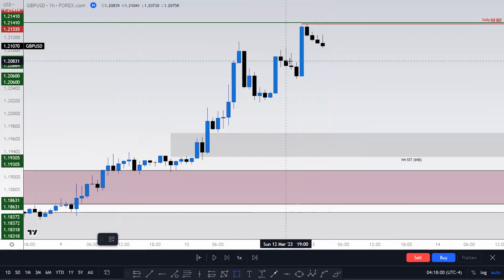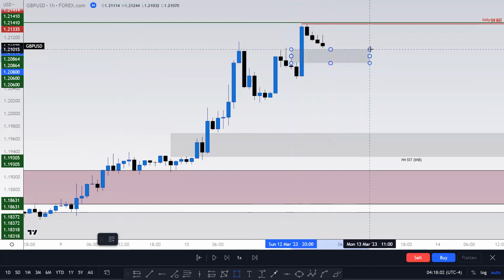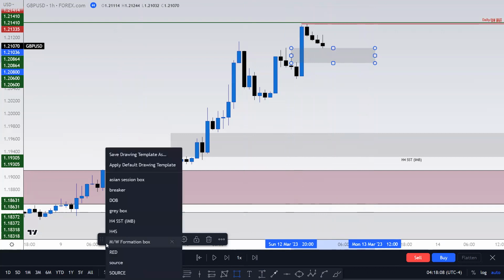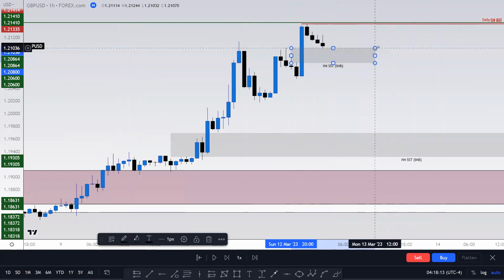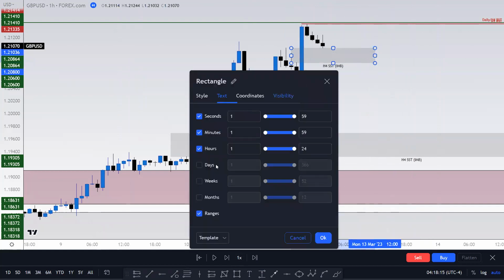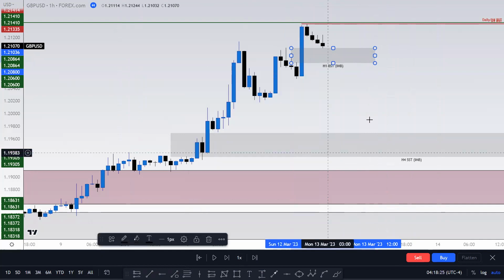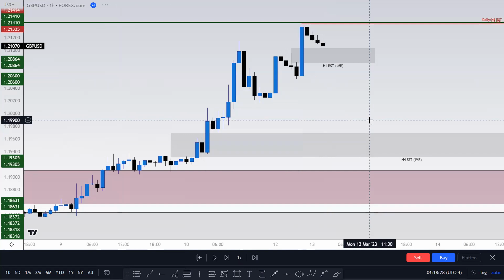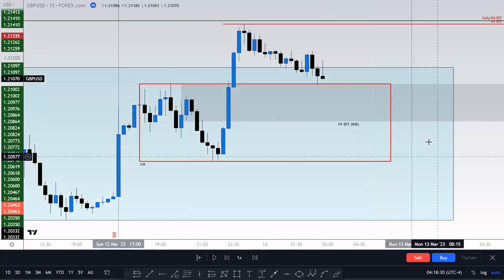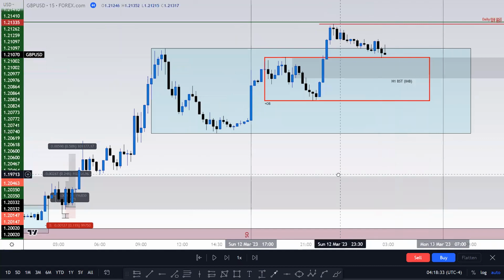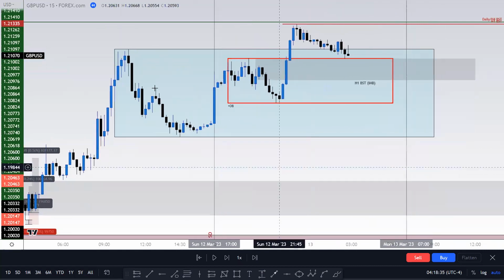So we have here the H1 buy side target. And then just below, we have the H1 sell side target, which is the imbalance that remains open. So just to adjust the labels on this. Perfect. Once that's done, next is to identify the Asian range. So as you can see, my analysis is still there from the day of trading. So you can already see what the Asian range already looks like.